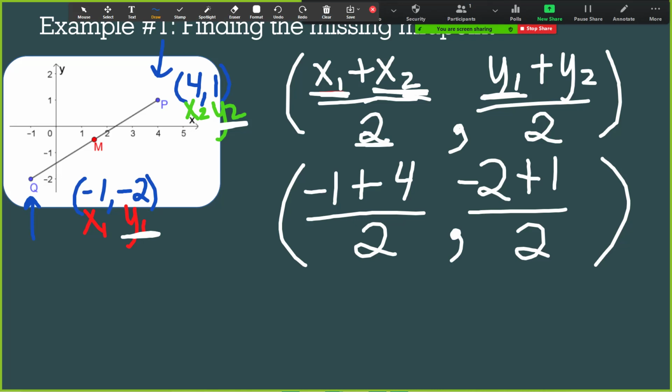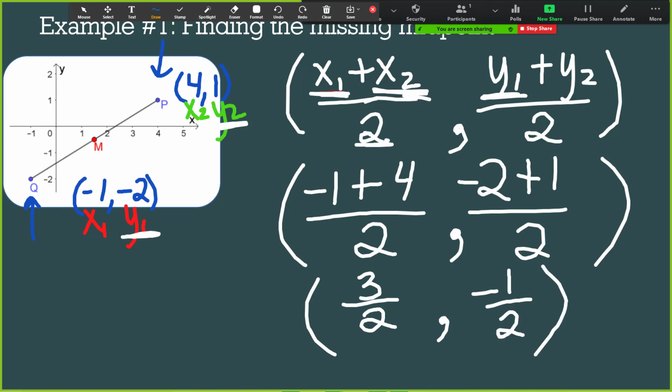Now you just need to simplify the fraction. So -1 plus 4 is the same as 4 minus 1, which is 3 over 2. And then -2 plus 1 is -1 over 2. And this is my missing midpoint.